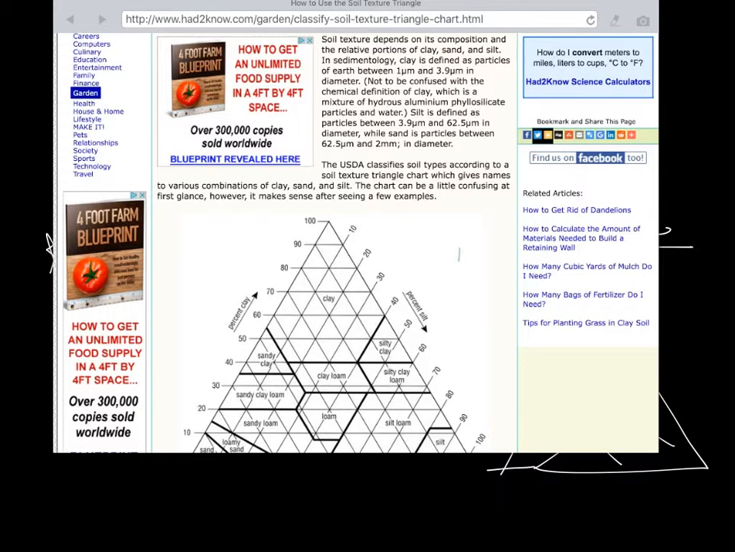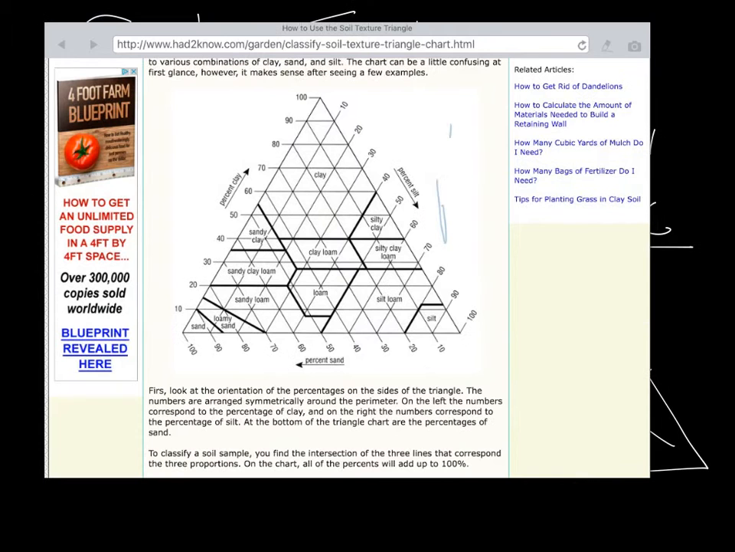And here would be such a soil triangle. So, learning how to use it: look at the orientation of the percentages on the sides of the triangle. The numbers are arranged symmetrically around the perimeter. On the left, the numbers correspond to the percentage of clay, and on the right, the numbers correspond to the percentage of silt. At the bottom of the triangle are the percentages of sand. So you can see these different things, clay, silt, and sand here, and then the percentages that correspond to it.